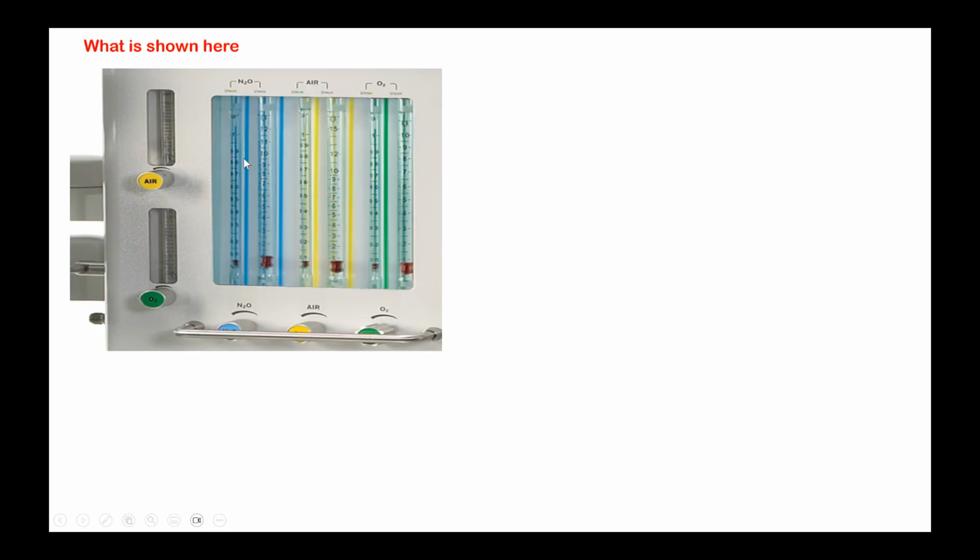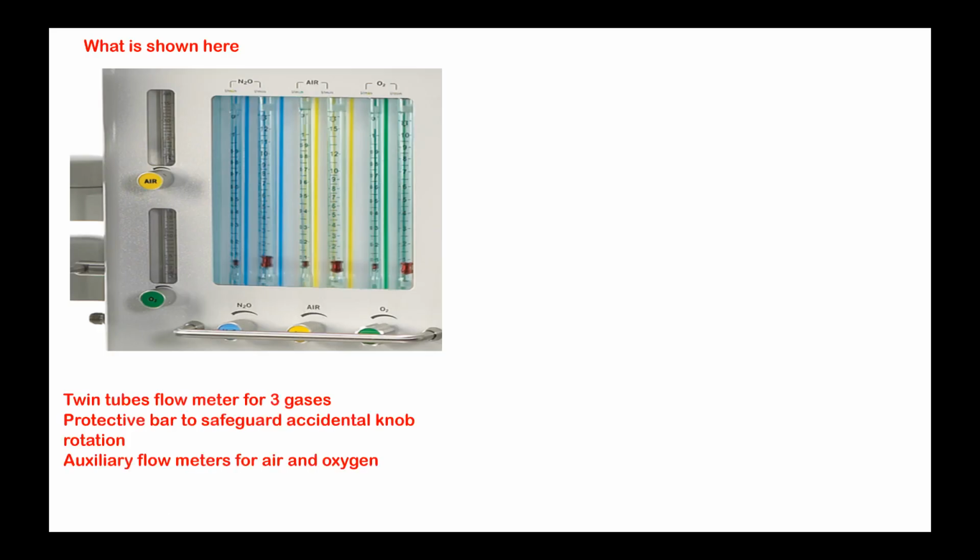It's a twin tube for nitrous, air, and oxygen. Control knobs with color coding, name written, and the direction to show from opening to closure, and the guard, metal guard to prevent accidental activation, and auxiliary flow meter tubes for both air and oxygen. Okay? So protective guard, auxiliary flow and all that.